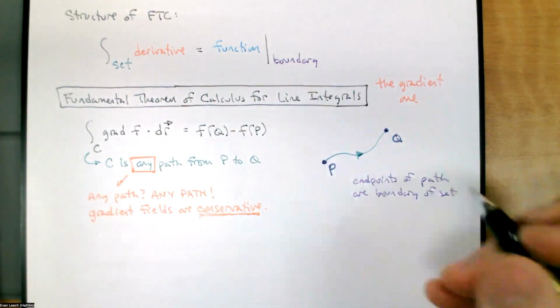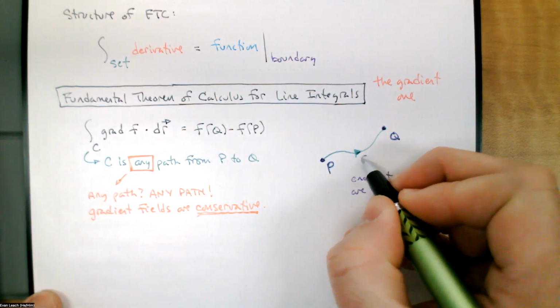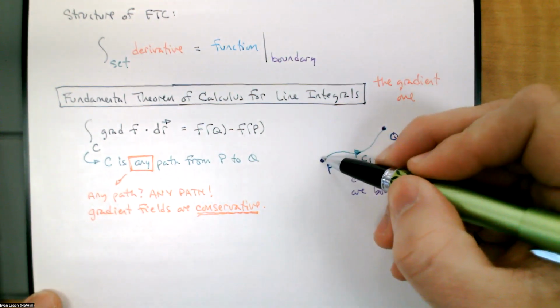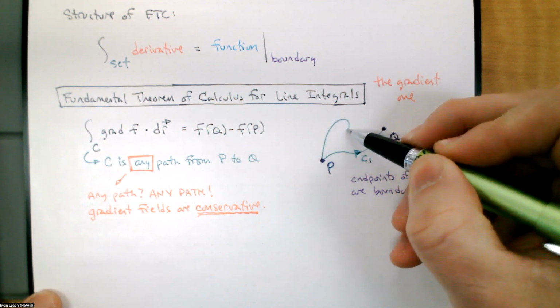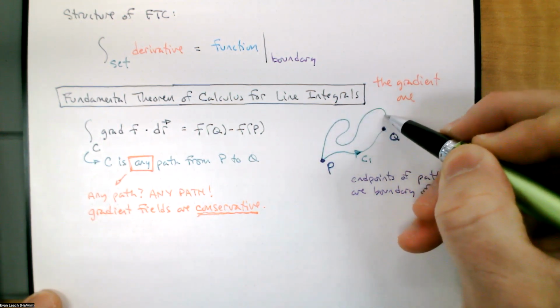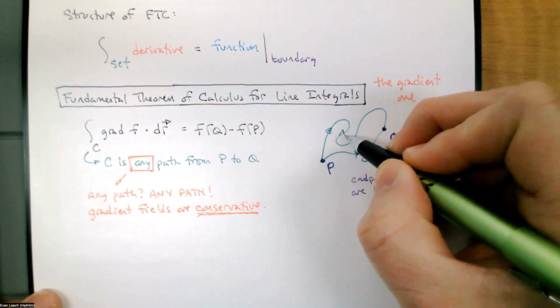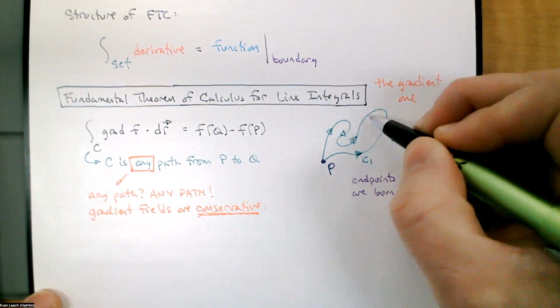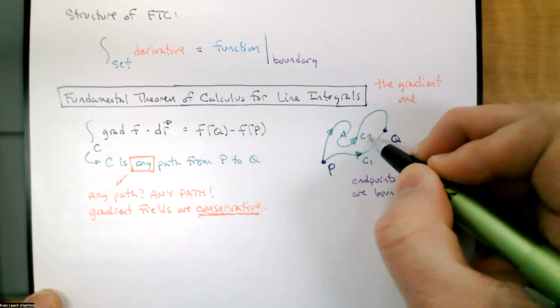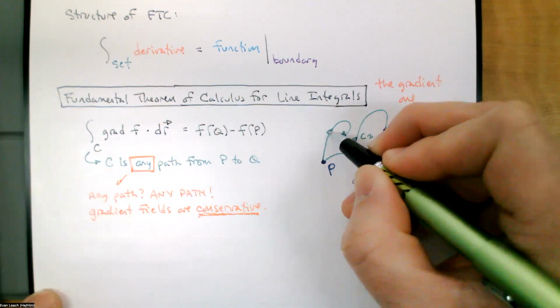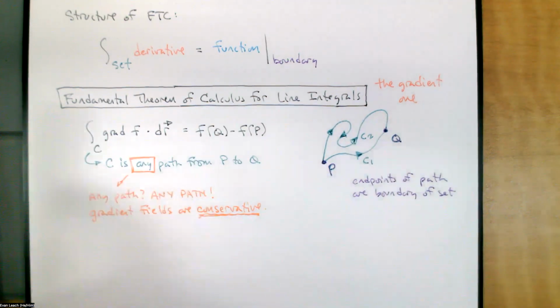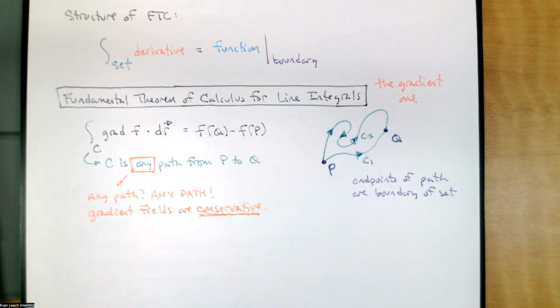So C1 maybe is this path from P to Q. C2 could be some other path. Any path from P to Q. If you're integrating a conservative vector field, like a gradient field, then you just need to look at the endpoints.